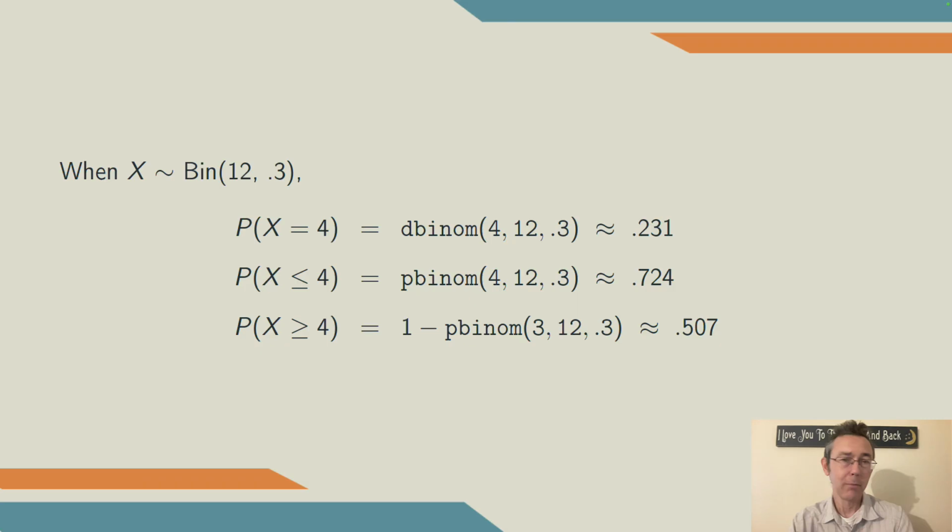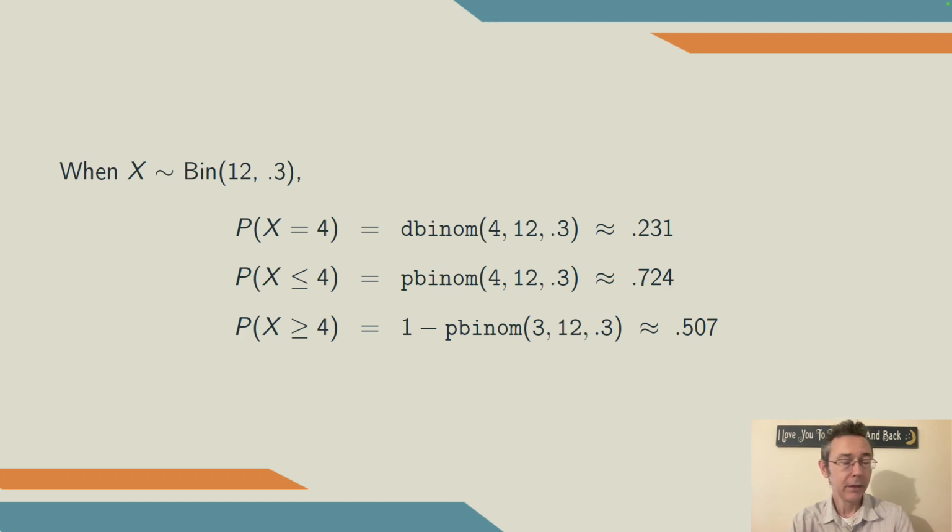Similarly, for the probability that X is less than or equal to 4, we're looking at a cumulative probability question. It's a pbinom. We pass it the value of interest, X equals 4, and then the 2 parameters in exactly the same order to get about 72.4%.